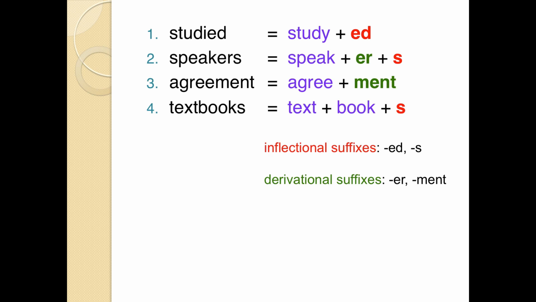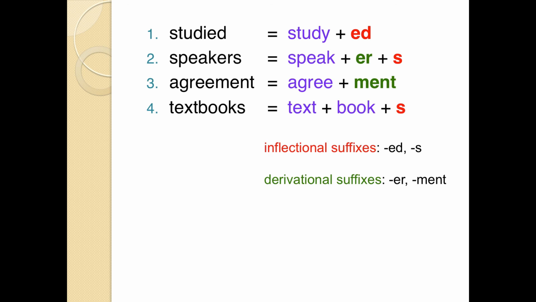Okay, so studied consists of the free morpheme study and then the suffix "ed." So "ed" is a suffix, and the language requires this when you do a past tense, so it's an inflectional suffix. Speakers consists of 3 morphemes: speak, er, and s. Speak is free. The er is derivational, meaning it makes a new word. You go from speak, which is an action, to speaker, who is a person who does that. And then the plural s is just required if you have a plural. So the plural s is an inflectional suffix.